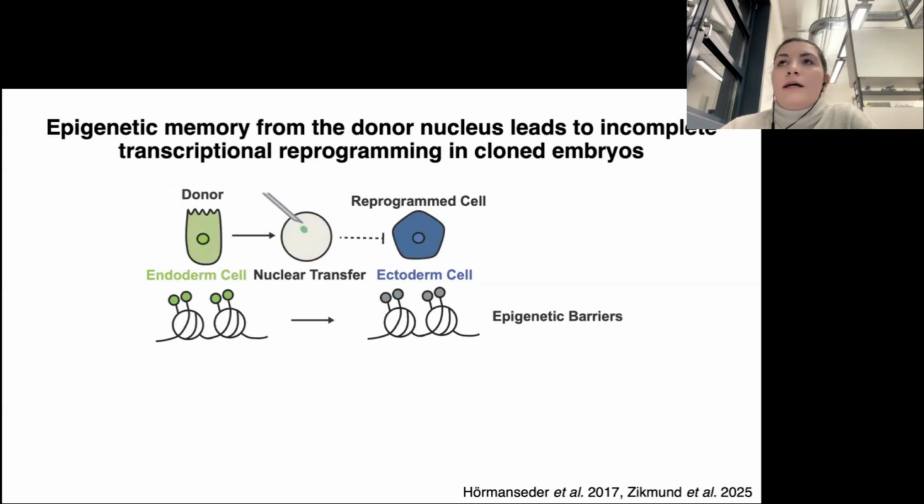However, we know that reprogramming in different approaches is quite inefficient, and in particular, in the case of nuclear transfer, we know that only about 10% of the cloned embryos survive. And of the surviving embryos, we can detect many developmental abnormalities. And this can be in part explained by incomplete reprogramming of the transcriptome, which has been attributed to epigenetic features of the donor nucleus, which can be maintained onto the reprogrammed cell and can lead to incomplete transcriptional reprogramming.